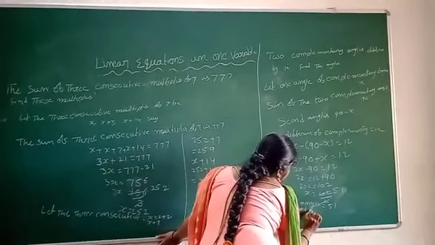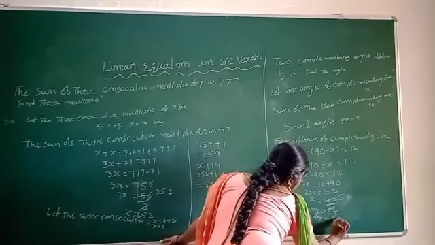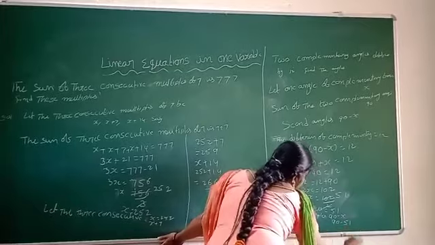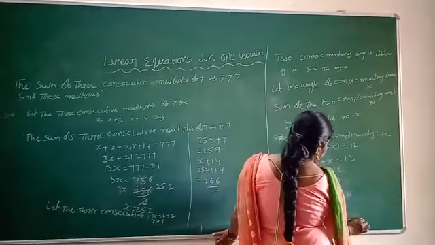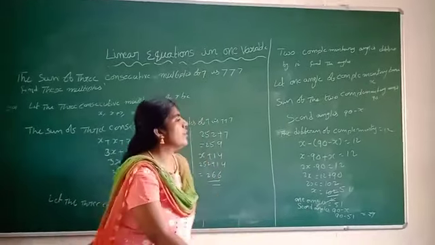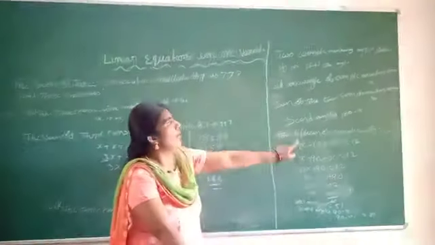Second angle, 90 minus x. 90 minus 51. 90 minus 51, how much? 39. Is it clear, children? Okay. Write down.